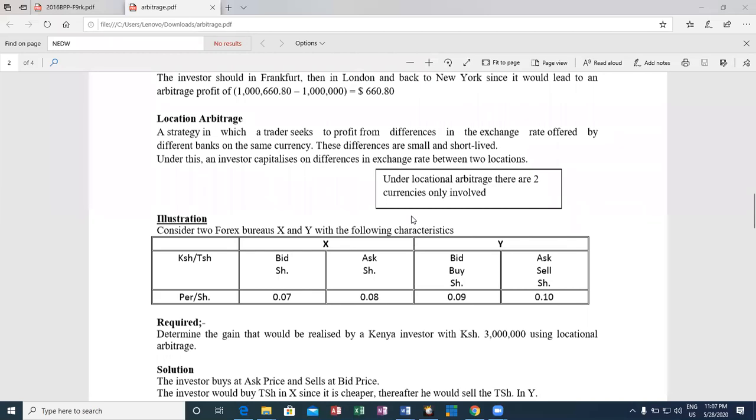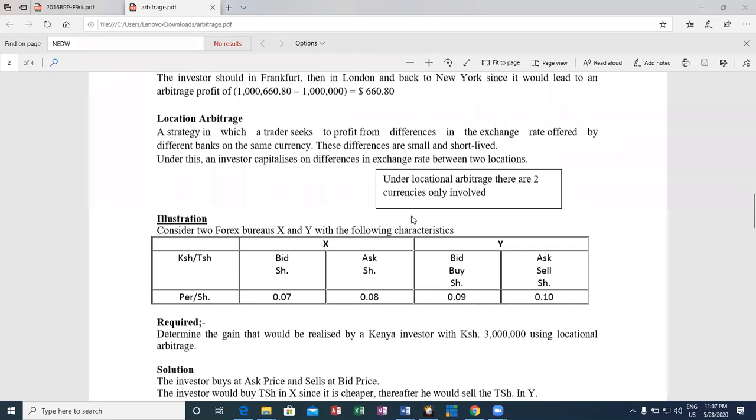0.09 to 0.1. Now, remember that these currencies, both of them have been given, if you look at that table up there, as Kenya shillings per Tanzania shilling. The same case with this other one. It's Kenya shilling per Tanzania shilling. From up there on that table, they have defined the currency for us.